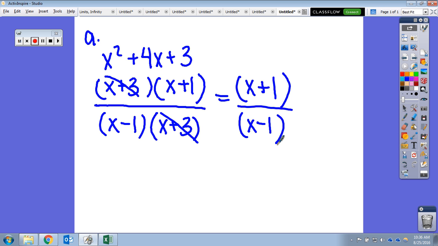The restrictions are based on the original function. Oh, so it can't be -3 also? Correct, because looking at the original function, you would end up having division by 0 if x is equal to -3. And then here it'd also be 1? Right, so the full restrictions are x cannot be 1 nor -3. Yeah, okay. Alright, do you want me to do part B? Sure.